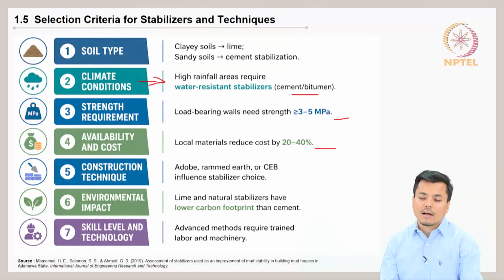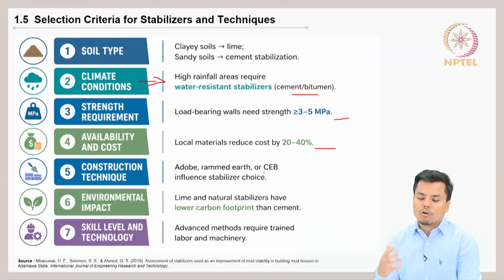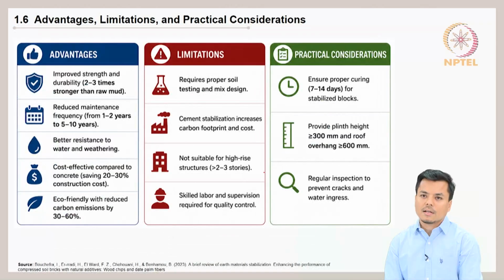The next is the environmental impact. Lime and natural stabilizers have a lower carbon footprint than cement. So it is better to use these and to avoid the use of cement as far as possible. The next is skill level and technology. Advanced methods require trained labor and machinery. So you can avoid them by using some locally available stabilizers in the construction.